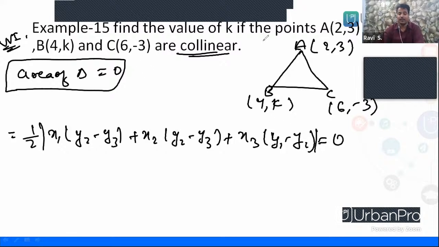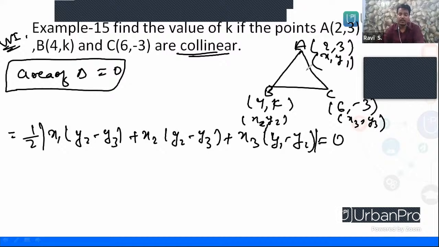Area, we all know, if there is no triangle, the area will be 0, obviously. So now write it down. Suppose this is our x1 and this is our y1. This is x2 and this is our y2, and this is x3 comma y3. Now use this formula.